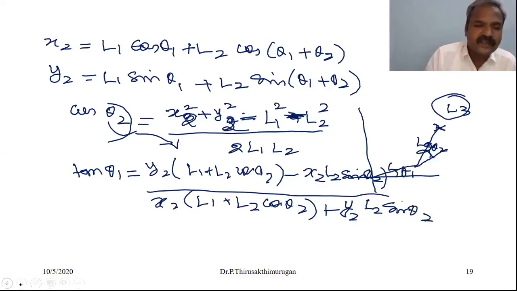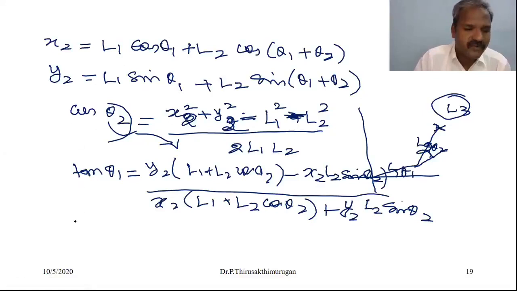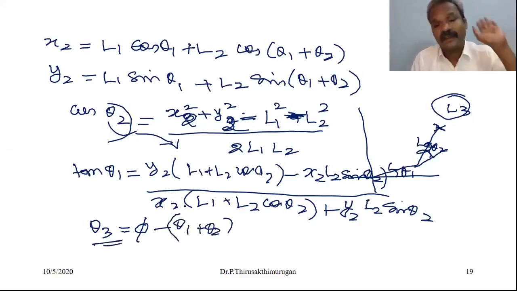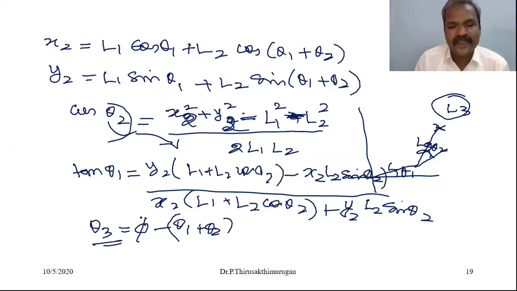So after determining theta 1, theta 2, how to find theta 3? Actually, the universal solution: if you know theta 1 and theta 2, you can easily determine theta 3. So what is theta 3? Theta 3 is the resultant angle minus theta 1 plus theta 2. So the theta 3 can be easily determined from the end position, the final position, phi. So the phi can be determined from the x and y parameter.